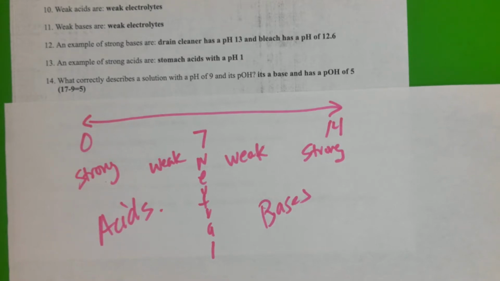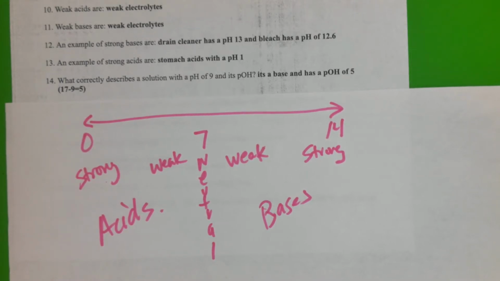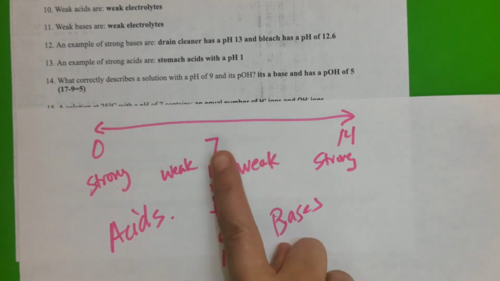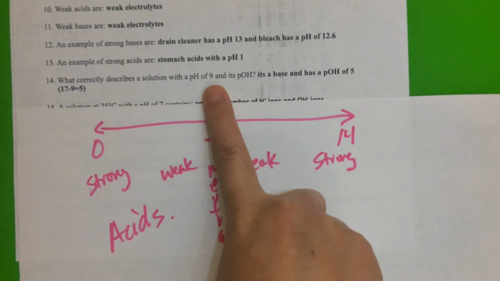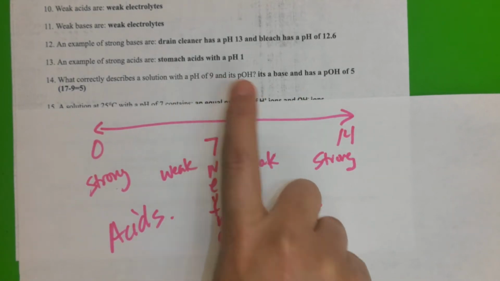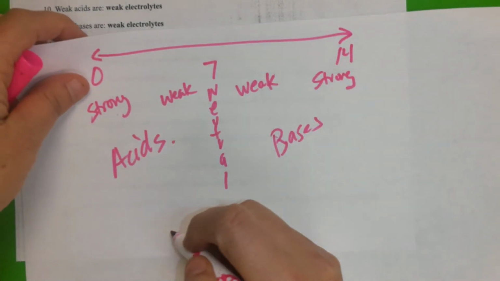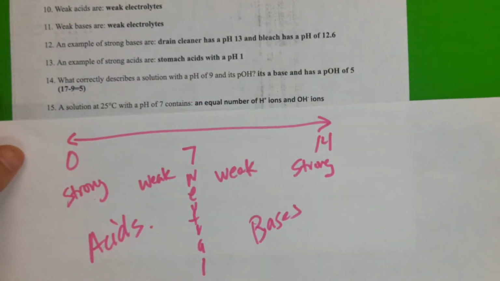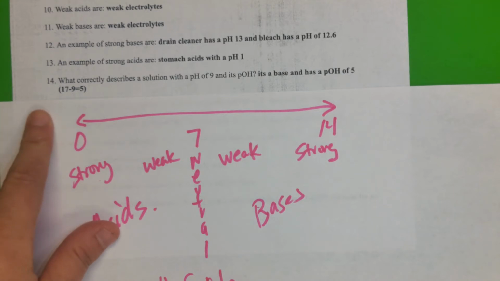Which correctly describes a solution with a pH of 9 and its pOH? Since it's a pH of 9, we know it should be a base because you see how it's after 7. So these are your bases. But what would the pOH be? That's your pH, and usually we use this. This whole thing is called the pH scale. Basically, all you have to do to get the pOH is subtract.